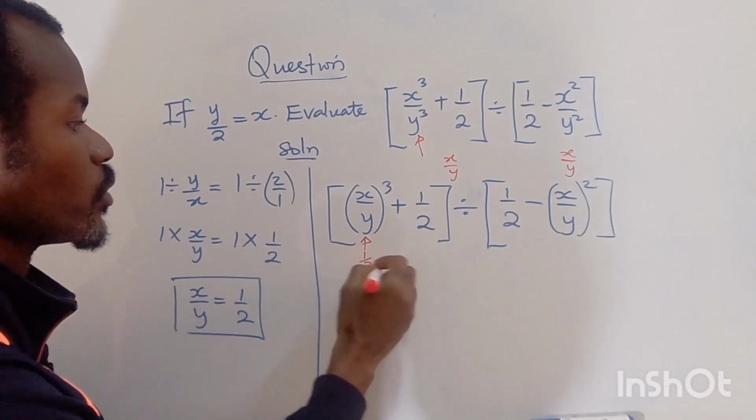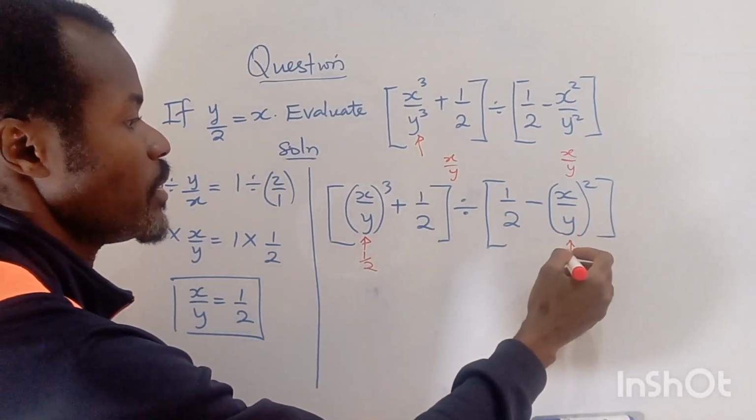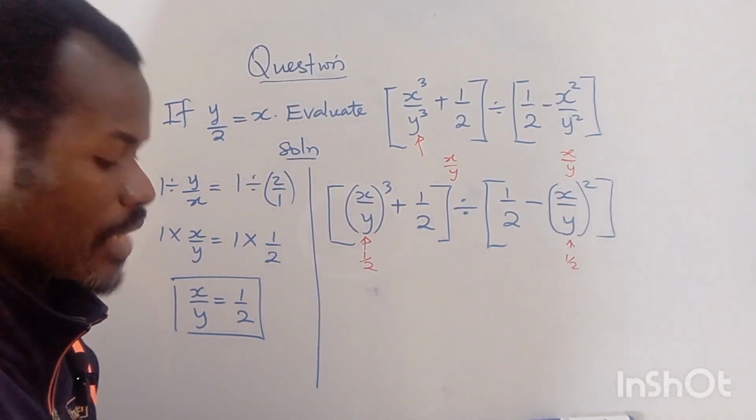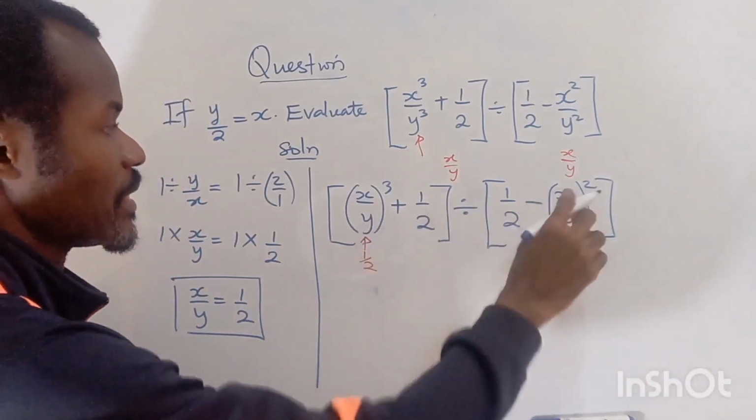But now we know that the value of our x over y is half. So we are going to put half in place of x over y. So let's impute that into this expression.